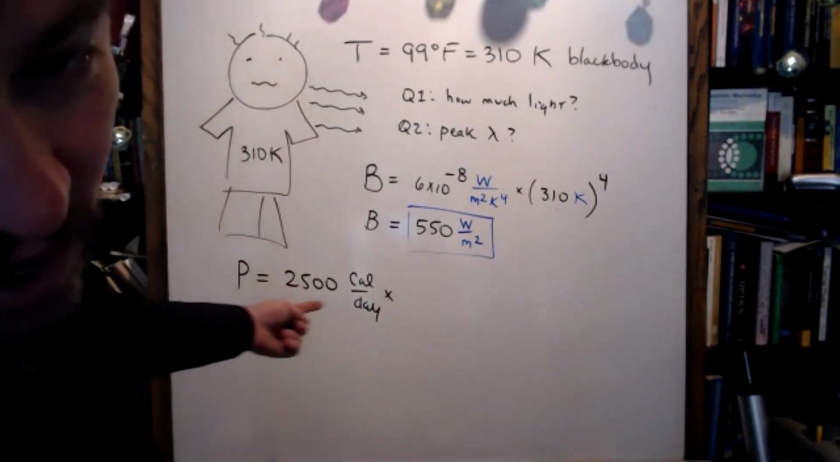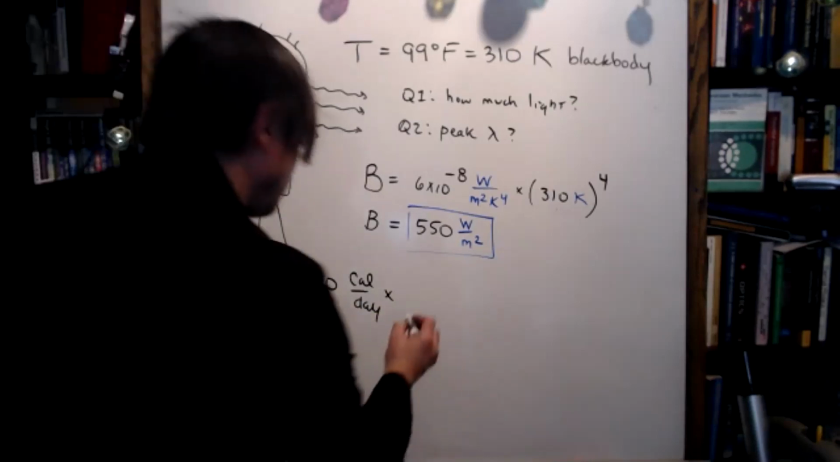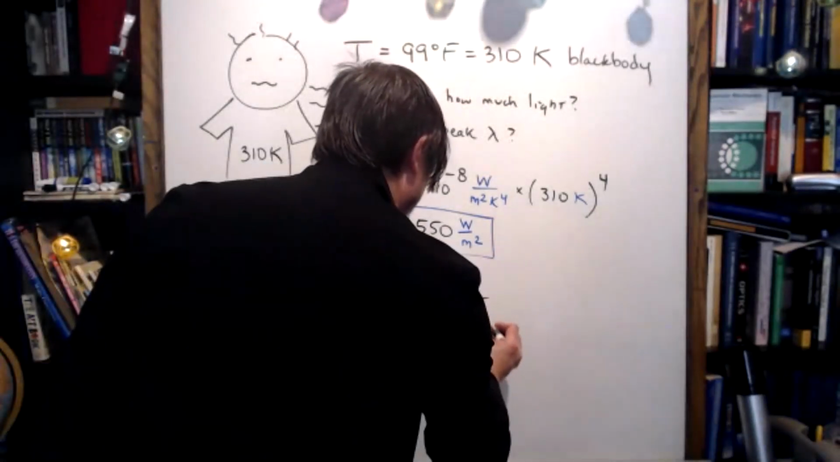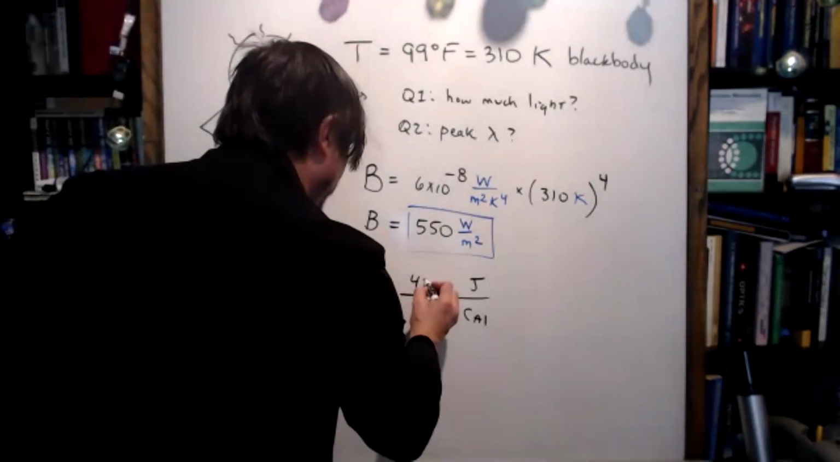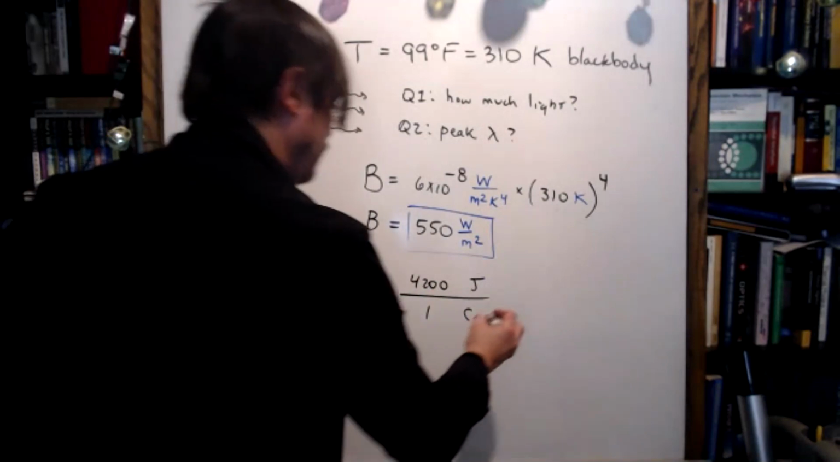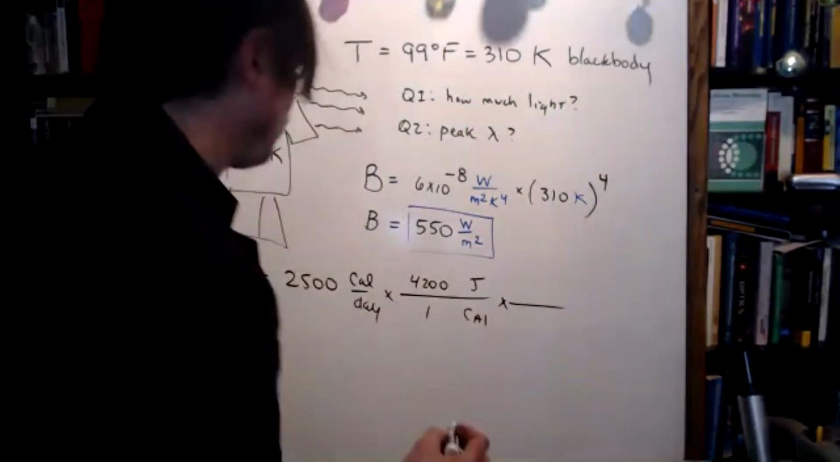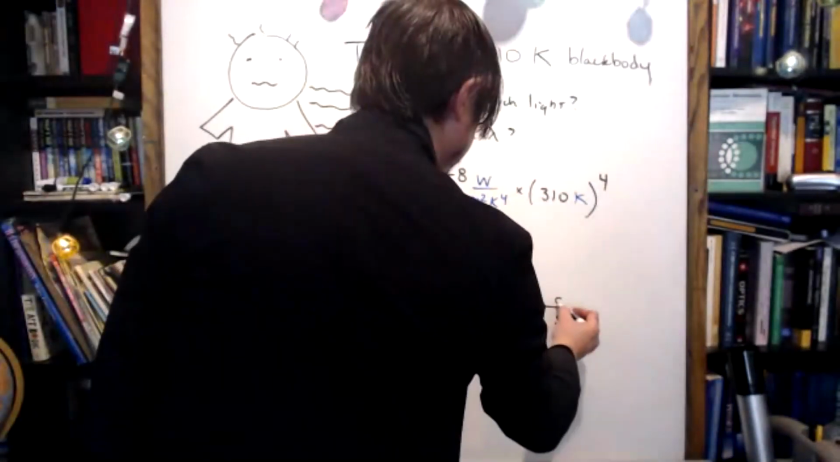And if I wanted, I can convert that into watts. It's calories to joules. I'm going to do this one pretty quick. A food calorie is 4,200 joules. And what are the number of seconds in a day?